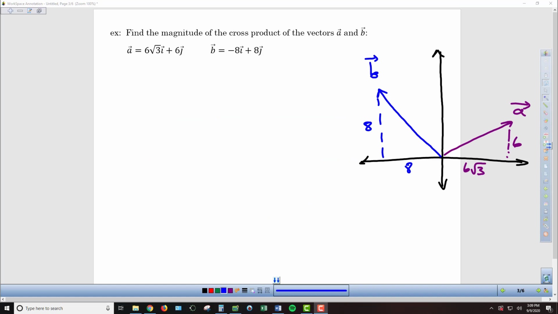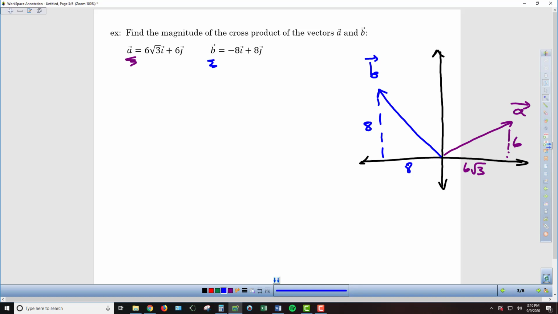So in the interest of time on this next example, I've pre-drawn the diagram that we have here, so you may want to pause for a moment and copy that down. But we have the vector A in purple here, so we have 6 root 3 as our i component, 6 as our j component, so we've got that sketched out. And then the blue one is the vector B, so we're negative 8 in the x direction. I just labeled it with a positive 8 just to ignore the negatives, and positive 8 in the vertical direction.